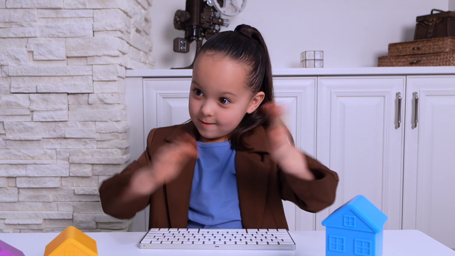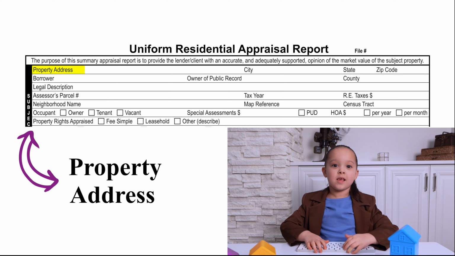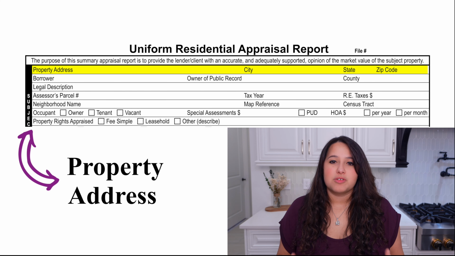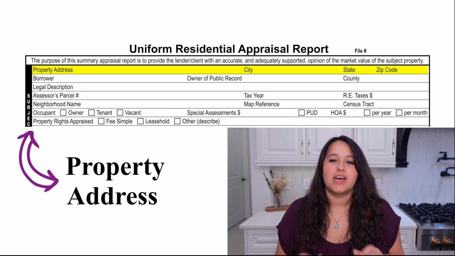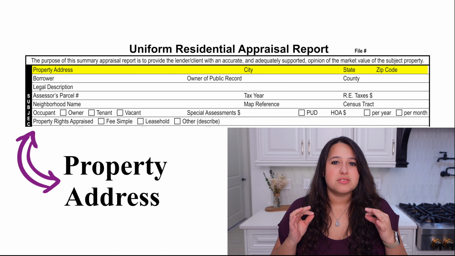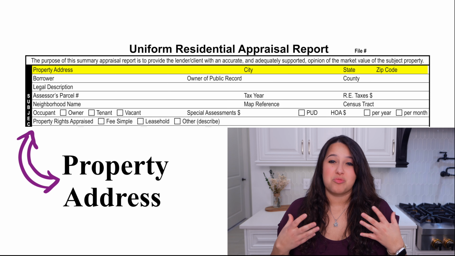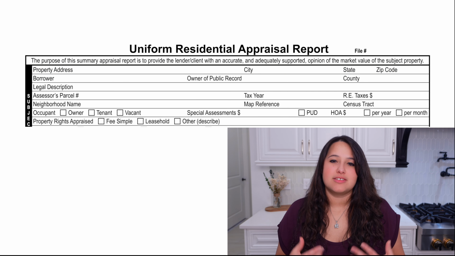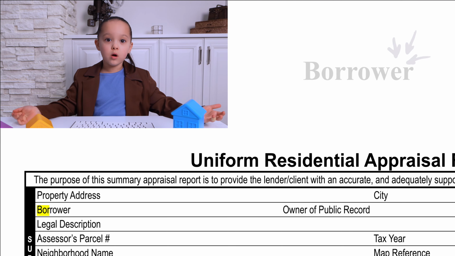The first line is easy. Property address. Everyone knows where they live, right? Yes, but for appraisers, it's critical that this information is 100% accurate. Even a small typo here can create really big issues later, especially if the property's address does not match public records. Next, we have borrower.